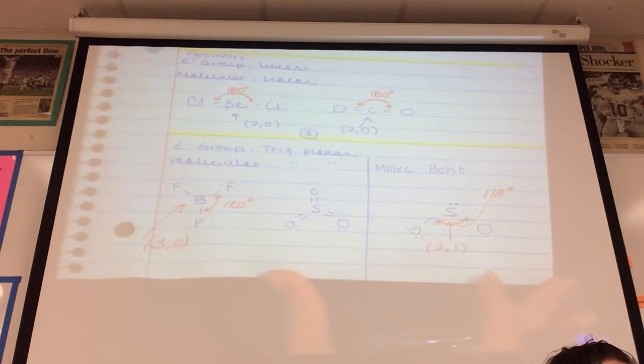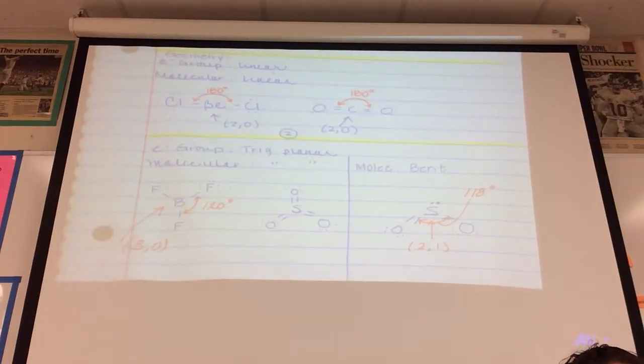If they ask for the bond angle, they're going to have a range where you can be between, which is fine, but you have to explain why that bond angle is smaller. And that's what I want to make sure you can do.